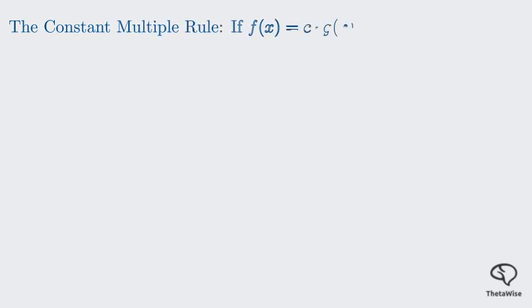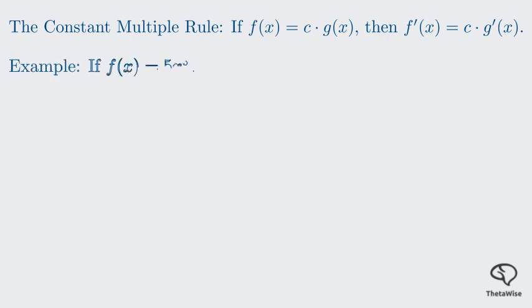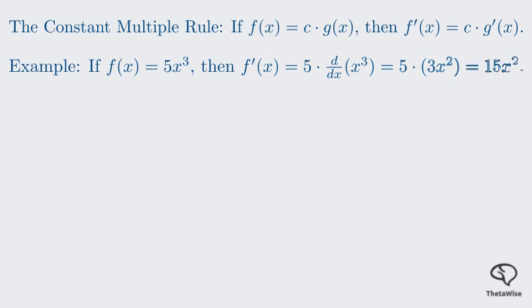Now, let's combine the power rule with a constant. The constant multiple rule says that if you have a constant c multiplied by a function f of x, its derivative is the constant c times the derivative of the function. You can essentially pull the constant out of the differentiation process. For example, if f of x equals 5x cubed, the derivative is 5 times the derivative of x cubed. The derivative of x cubed is 3x squared. So the final answer is 5 times 3x squared, which is 15x squared.